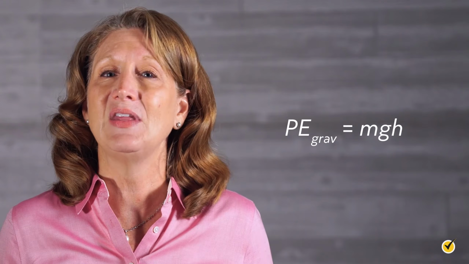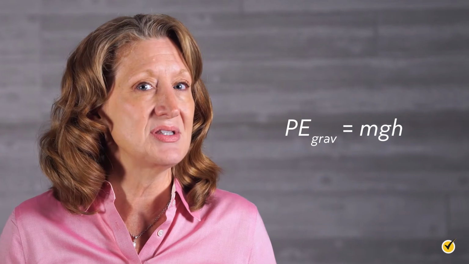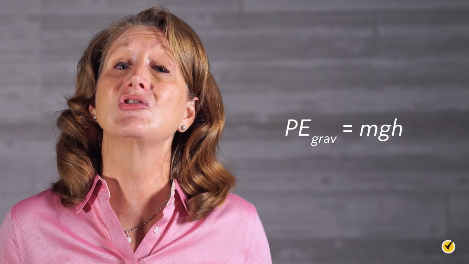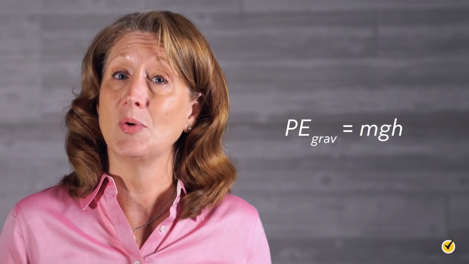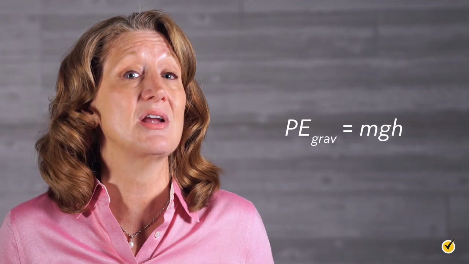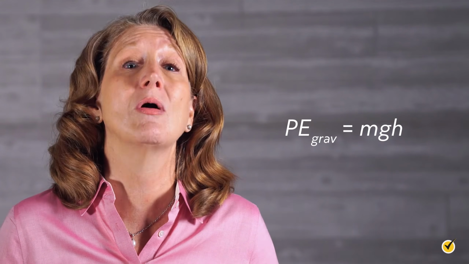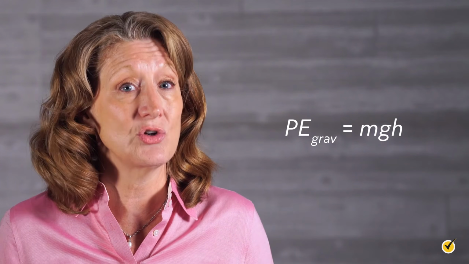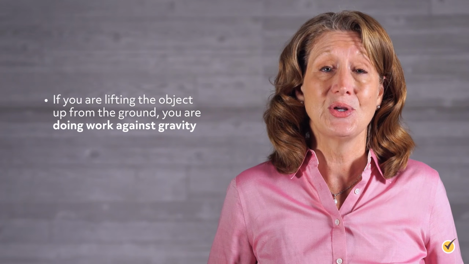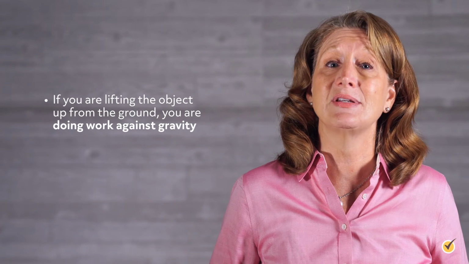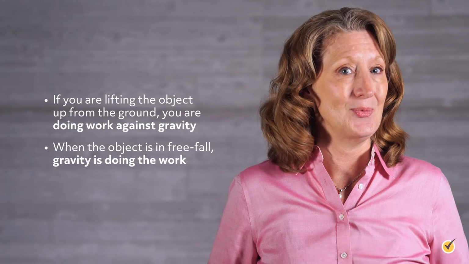If you look again at the equation for gravitational potential energy, you might notice that the mg is actually the gravitational force acting on the object. And when we multiply that by the distance the object travels, we get the work done against gravity or by gravity, depending on the direction. So, if you're lifting the object up from the ground, you're doing work against gravity. And when the object is in free fall, gravity is doing the work.